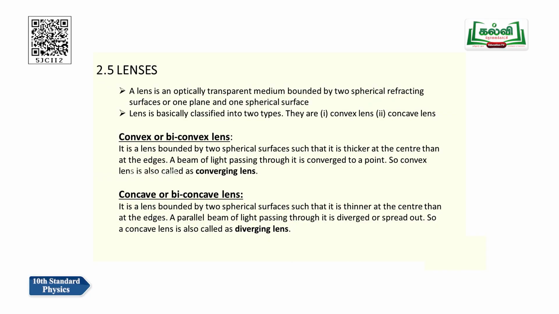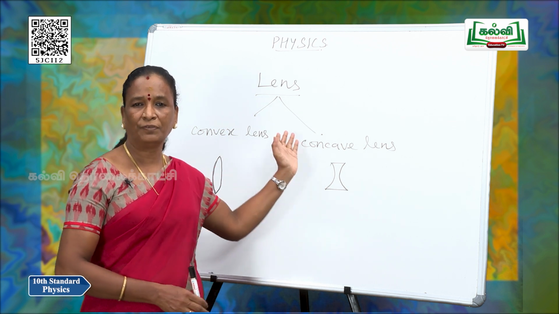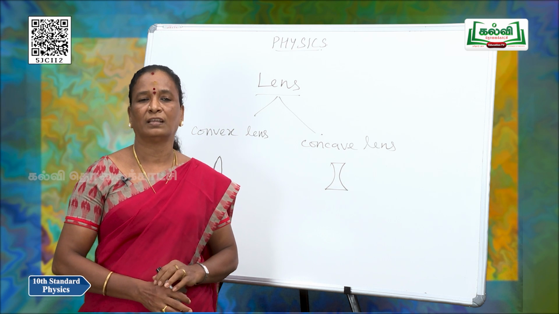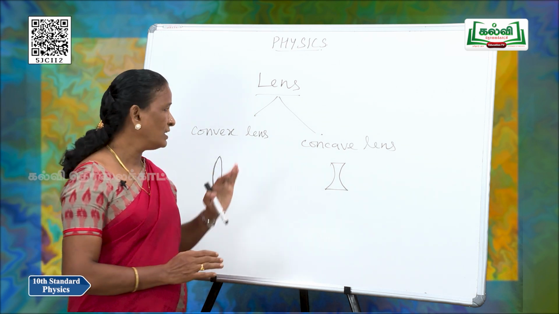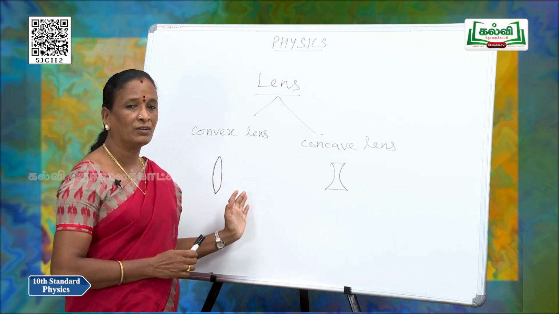Let us see the definition for lens. Lens is an optical transparent medium bounded by two spherical refracting surfaces or one plane and one spherical surface. Lens is basically classified into two types. They are convex lens and concave lens. Convex lens is biconvex. Why is it called biconvex? This side is convex, this is also convex, so it is called biconvex.